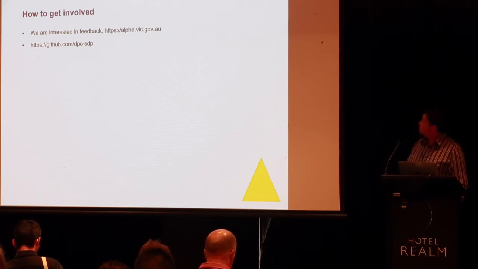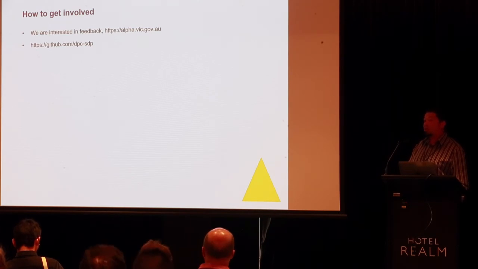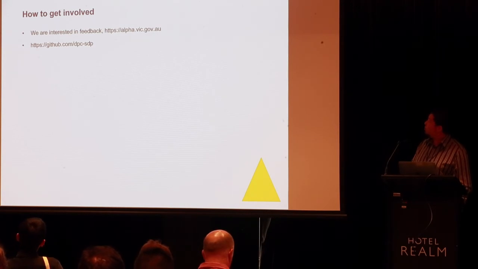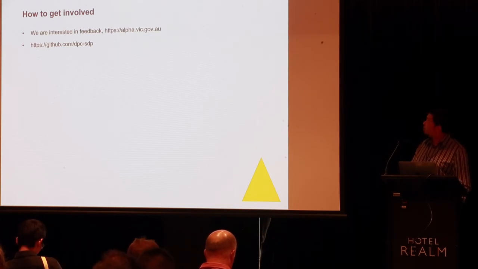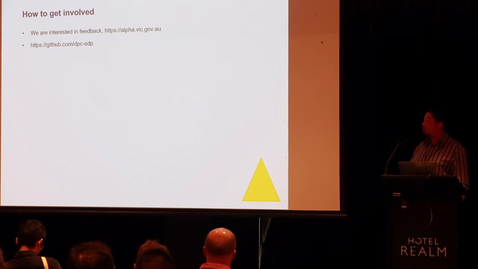We're really interested in feedback. So we've got alpha.vic.gov.au, which is essentially a vanilla installation of everything that we've built so far. And there's little feedback forms down the bottom there. So if anyone wants to take a look and give us feedback, that'd be great. And also we've got our GitHub organisation. So if anyone wants to have a play around with any of the tools that we have, you can just start submitting issues directly within GitHub.